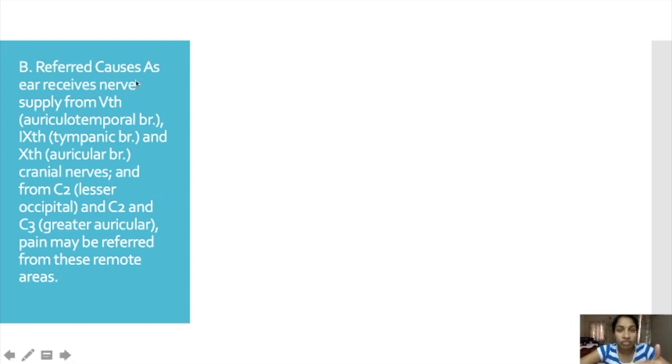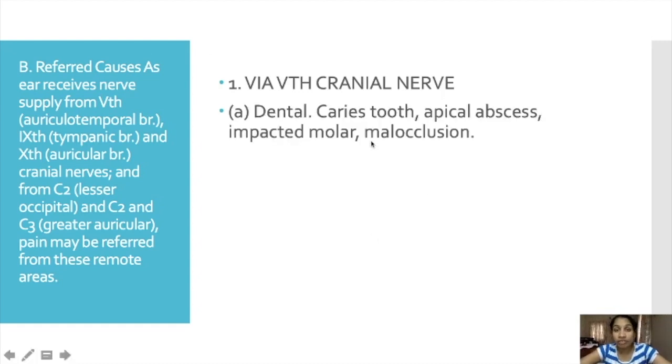Next comes referred pain. The ear receives nerve supply from the fifth, ninth and 10th cranial nerves, and also from C2 and C3. So the same nerves supply other parts, and there will be referred pain to the ears. The pain may be referred from these remote areas into the ears. First is via the fifth cranial nerve, and the first of these is dental: cavities of the teeth can cause referred pain to the ears.